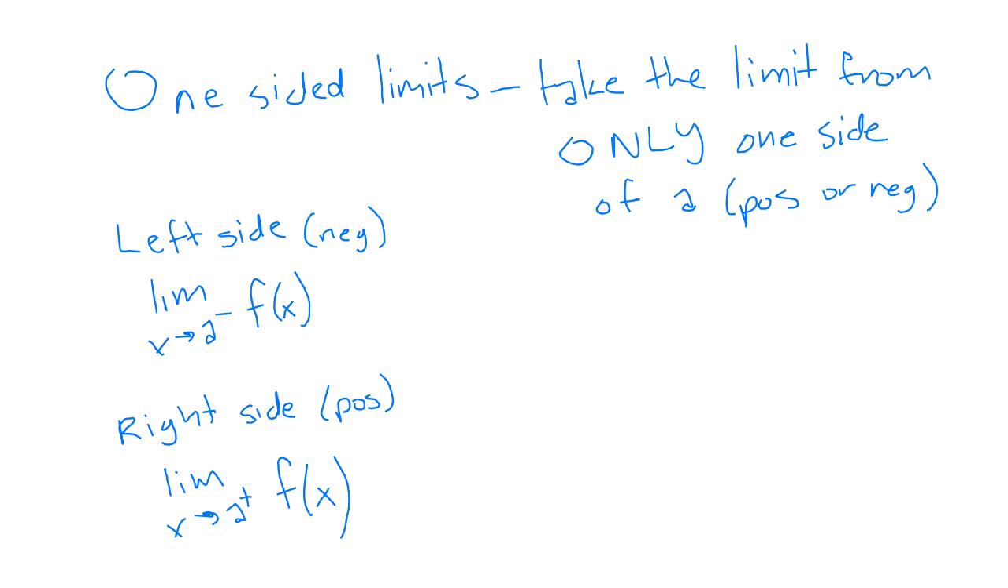So now that we have our definitions of one-sided limits out of the way, let's see how they can actually be useful. This can help us definitively prove whether or not a limit exists.